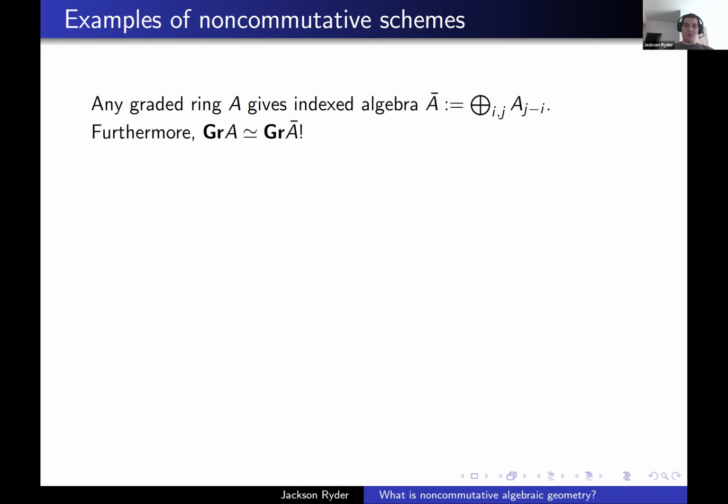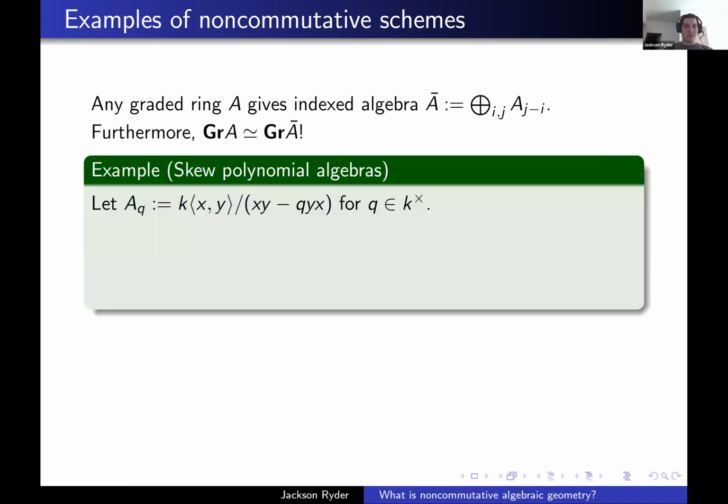And what's more interesting, maybe, is that the modules over this indexed algebra are essentially the same as the modules over our graded ring. We have this equivalence of categories, which is very useful for us, which we'll see now with this example of skew polynomial algebras.